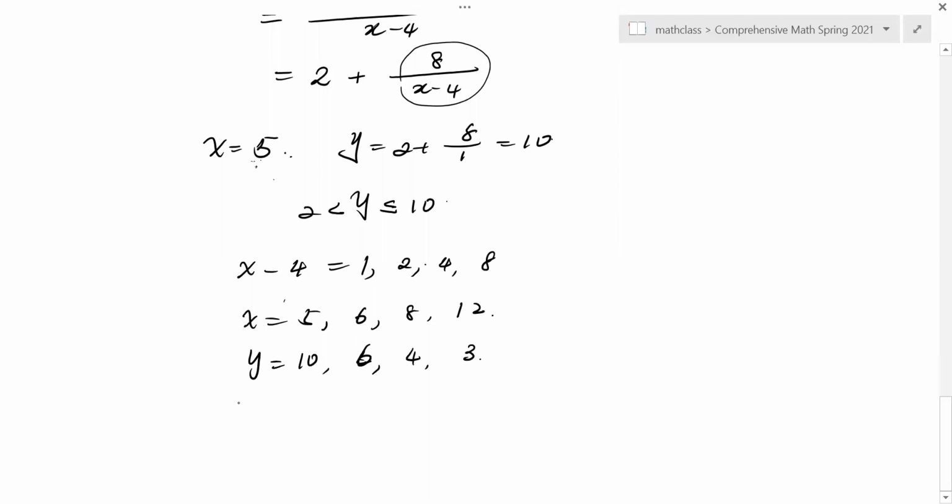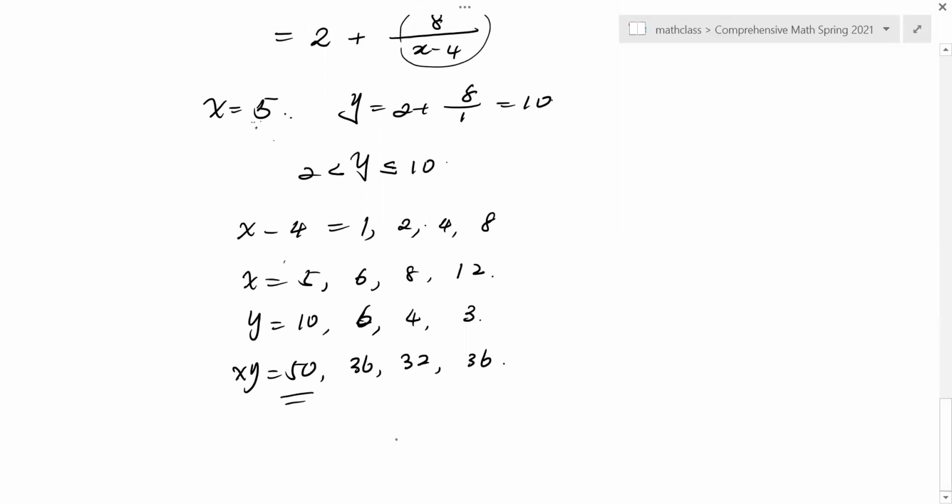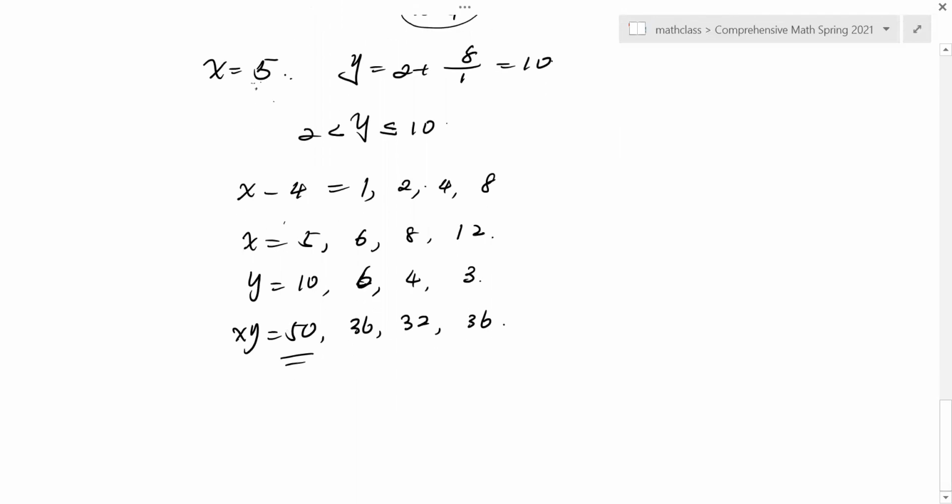Now you look at the product: 50, 36, and so on. So 36 is going to be the answer. But anyway, you have 4 solutions to that equation. Usually when you have an equation in 2 variables, if the 2 variables are integers, you're going to have only finitely many solutions, maybe 2 or 3 solutions, then you choose the largest or smallest value you want.